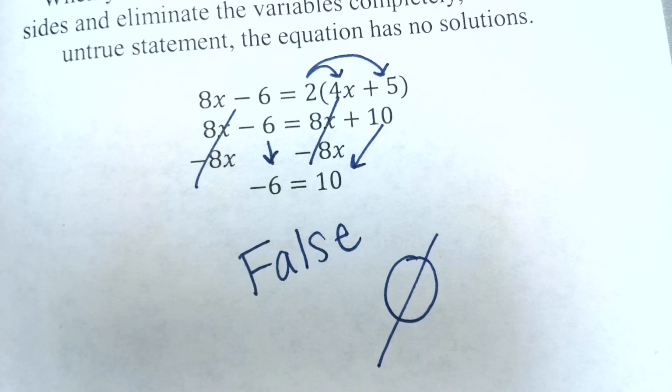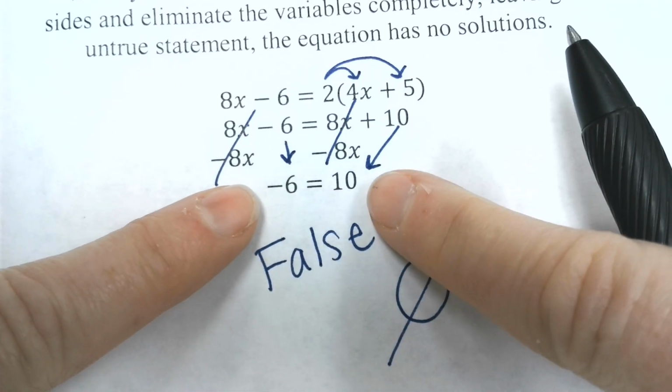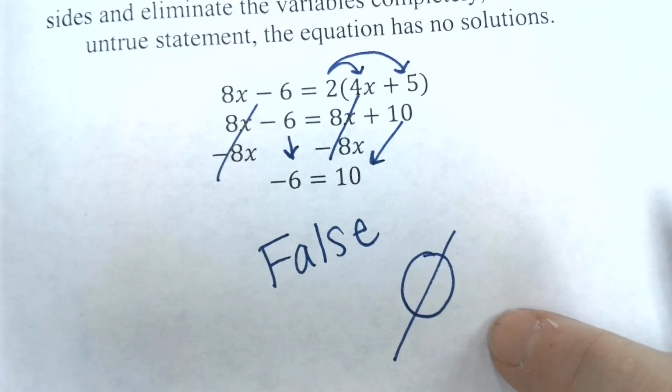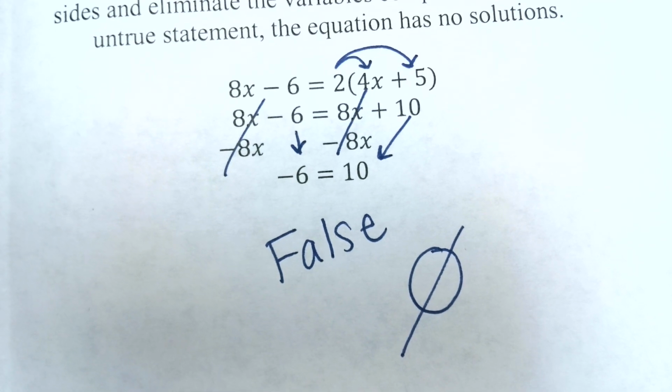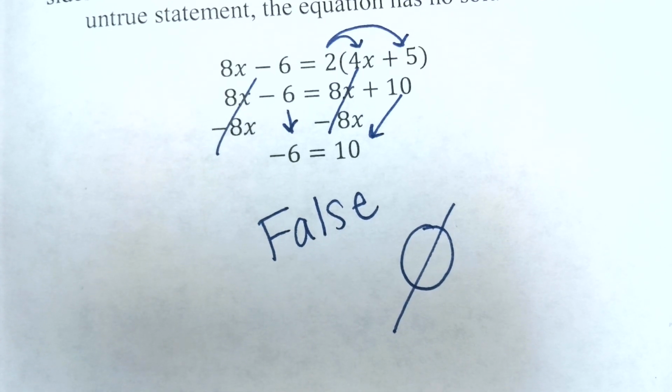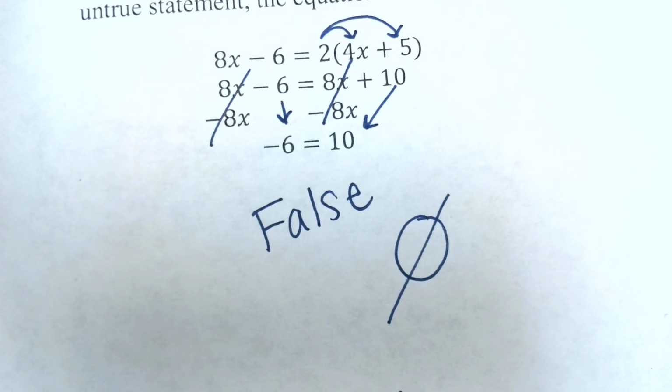0 with a slash means no solution. So whenever you have the exact same variable on both sides and it leaves something that is false, then it's no solution. So you can write out the word no solution, or you can put a 0 with a slash. This just means there's no value of x that'll make it true.